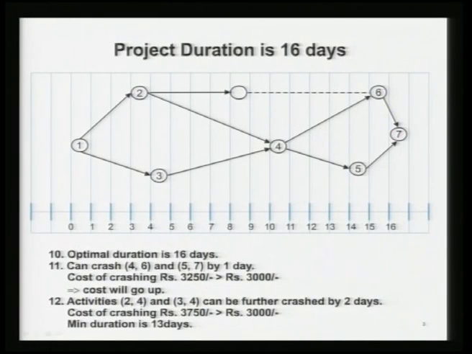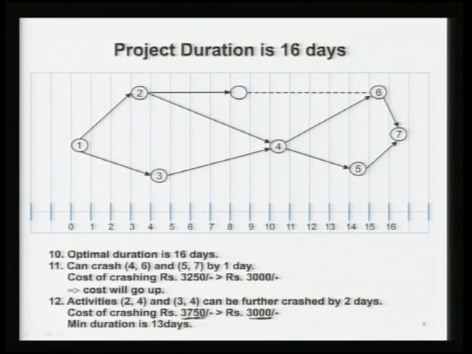Similarly, you can also crash activities 2, 4 and 3, 4 further, but here again the cost of crashing is more than the overhead cost. The cost of crashing is 3750, which is more than your overhead cost of 3000 rupees per day. But if you want to know the minimum duration, because sometimes you want to know how far you can go, how much you can reduce the project duration, you crash it by 2 days and that will make the project duration 13 days.